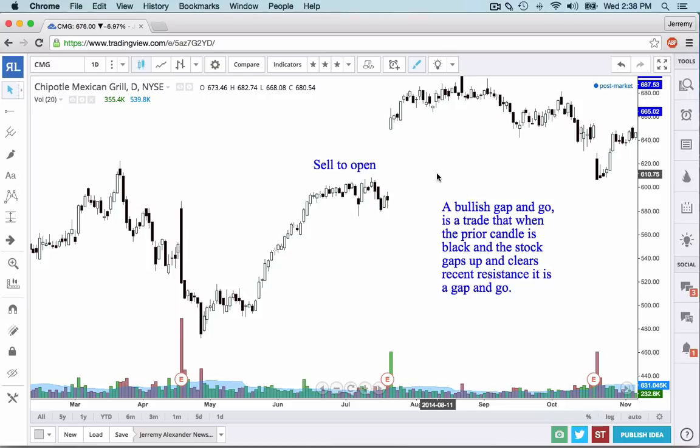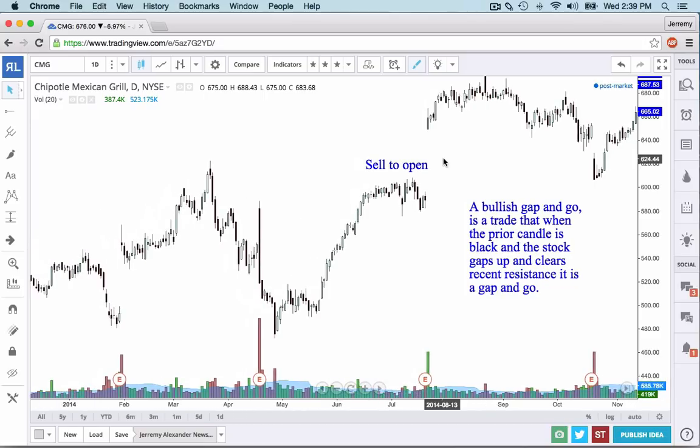So if we look at Chipotle, the very next day, gap action, Chipotle had a very, very nice gap up. So if Steve went bearish by selling to open, how do you think he feels the next day when it gapped up? Well, he's probably not too pleased because he's losing money. Not only is he losing money, but in order to exit the trade, he's going to have to, how would he exit?